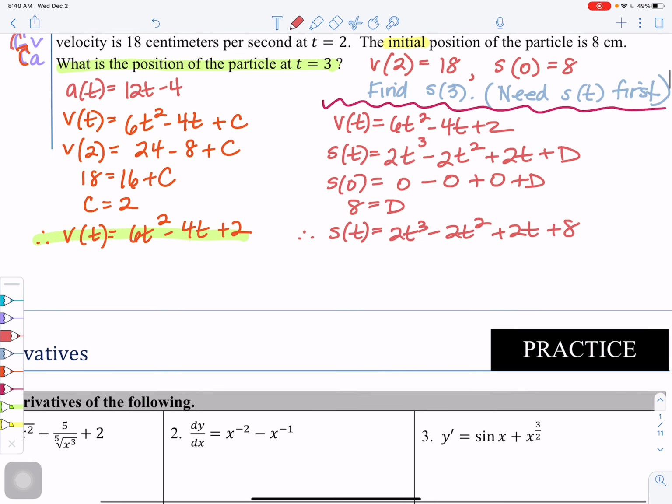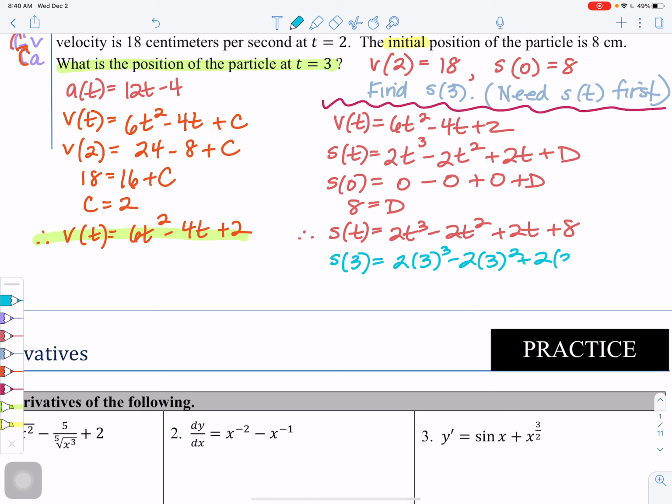Now, let's answer the question. They asked us to find S of 3. So it's 2 times 3 cubed minus 2 times 3 squared plus 2 times 3 plus 8. And all of that should work out for S of 3 to be equal to 50 centimeters. And that concludes this first part.